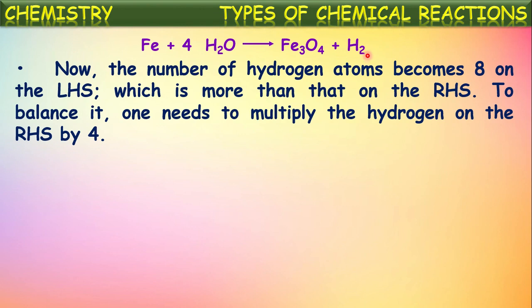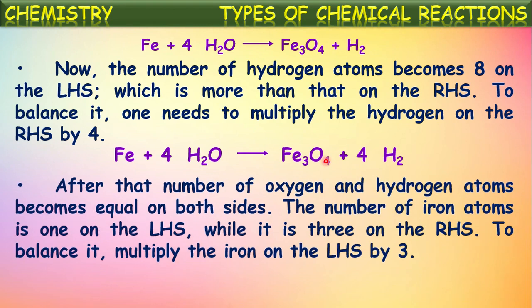So to make these hydrogen atoms balanced, we need to multiply the hydrogen on the right hand side with 4. See, if you keep here also 4, the total hydrogen atoms on the right hand side becomes 8. By this, hydrogen atoms will be balanced. So let us multiply this H2 with 4. Now see here, hydrogen atoms are also balanced. Oxygens are balanced, hydrogens are balanced.